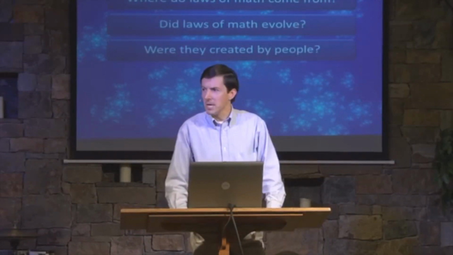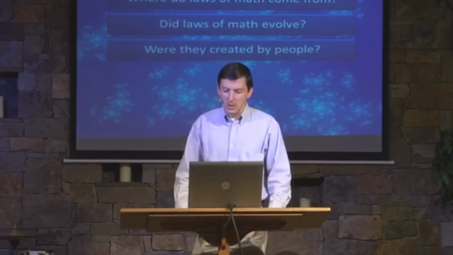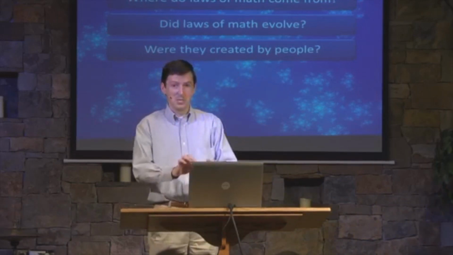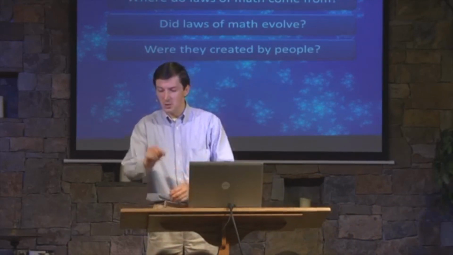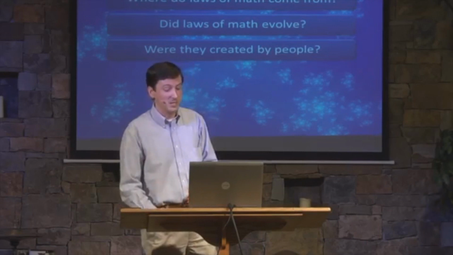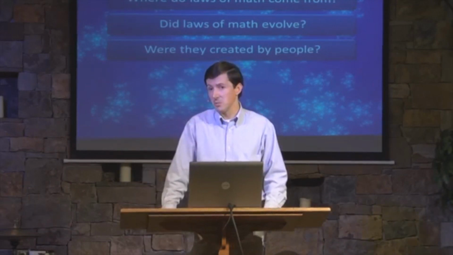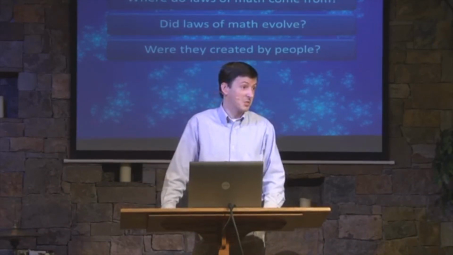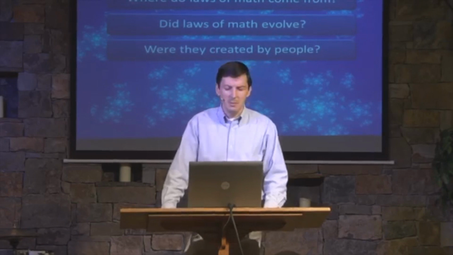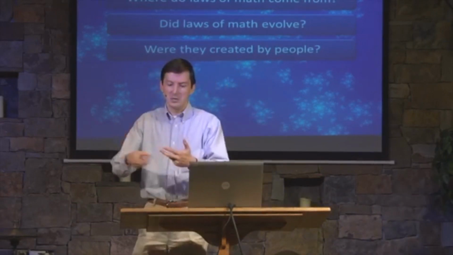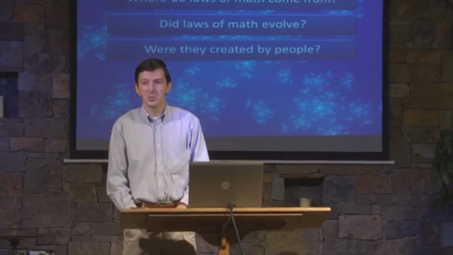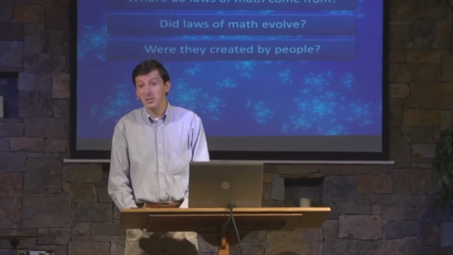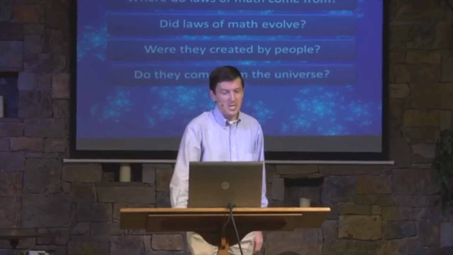Were laws of math created by people? Well, laws of math are formulated by people. We invented the notation, that's why 3 looks like that. But we didn't create numbers. Numbers existed before people did, and laws of math existed before people did. As one example, the planets, the way they orbit the sun, they follow a particular law. They follow Kepler's laws, but Kepler didn't make those laws. He discovered them.